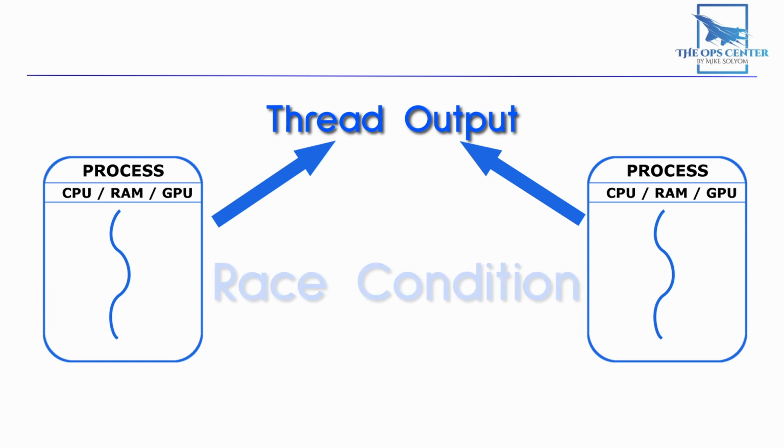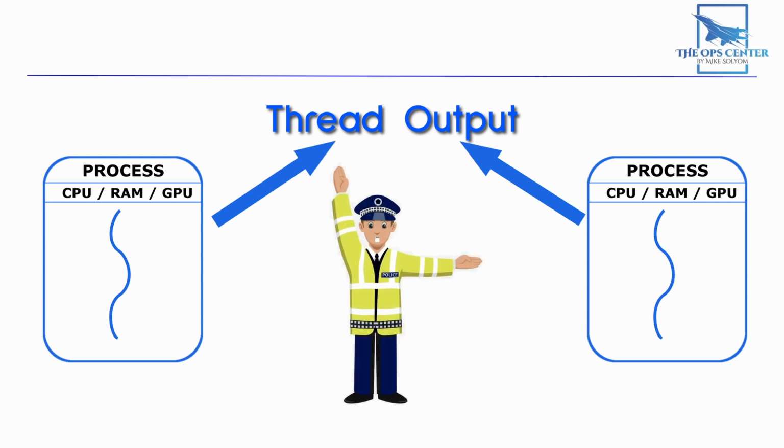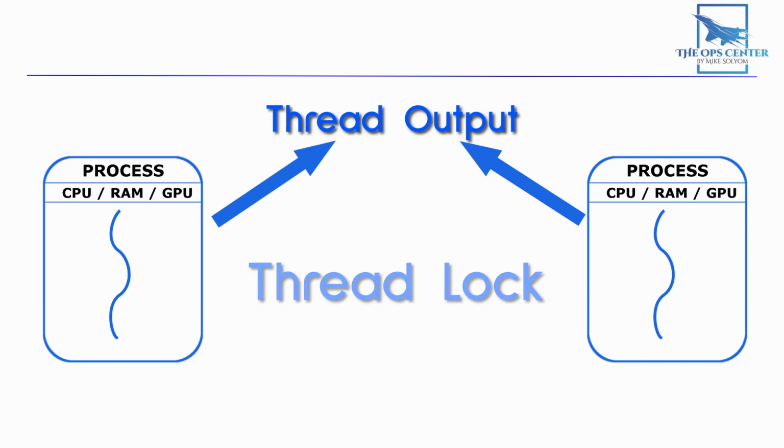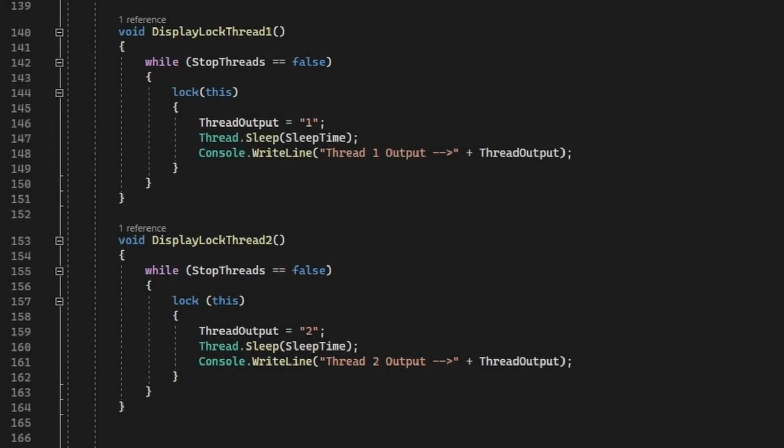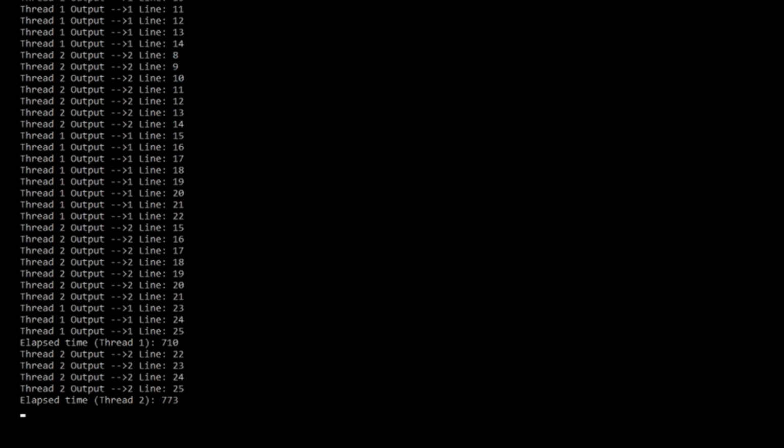What we need to solve this problem is a traffic cop. This traffic cop would stop the other thread from interfering with the shared data and thread output until the first thread is done with it. This functionality is known as a thread lock, and it looks like this in code. Each one of our two threads here has a lock that keeps out other threads until it's done with its task. So when we run it with thread locking, we see that now all the lines match up. Thread 1 no longer has 2's output, but now we've run into another problem.